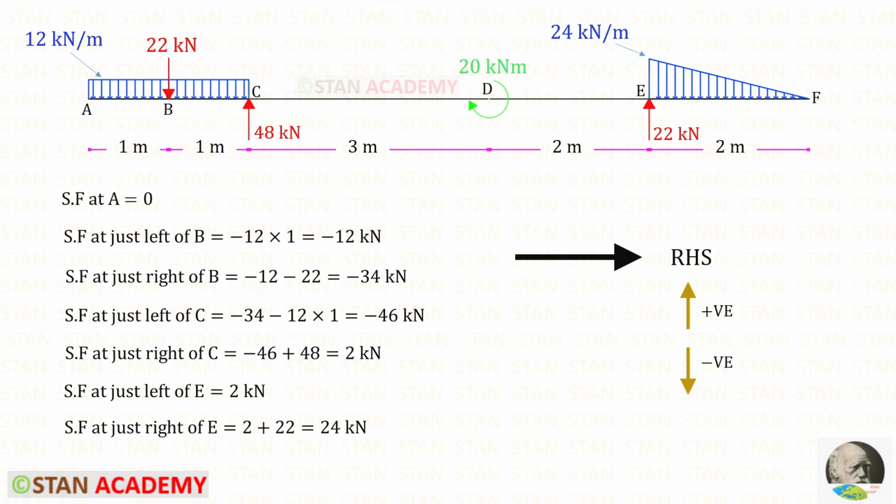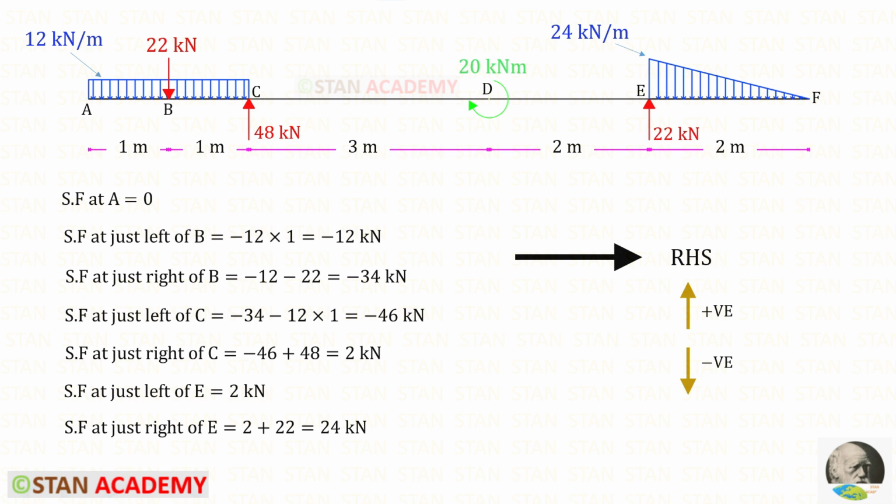Let us find the shear force at just left of C. With this we have to add the UDL, this one. It is acting downwards, so it will be negative. The area is 12 into 1. We will get minus 46 finally. To find the shear force at just right of C, with this we have to add this. It is acting upwards, so it will be positive. In this way we will get 2 kN.